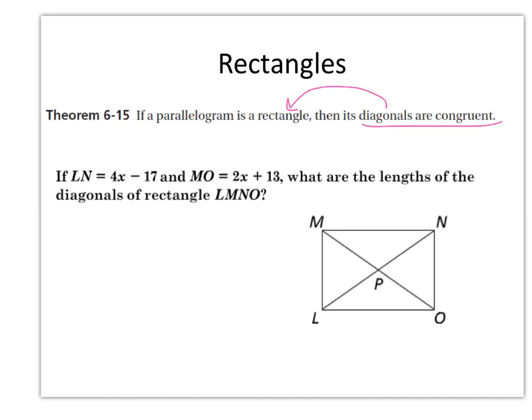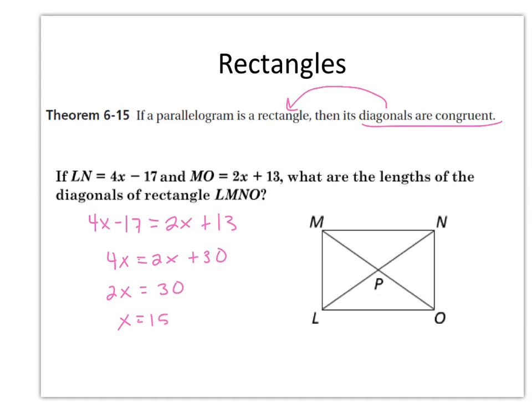Well, it tells us here that the diagonals are congruent, so I can take 4x minus 17 and set it equal to 2x plus 13, since these are the diagonals. Congruent means equal, and I just got to solve this equation. Add 17 to both sides, we get 4x equals 2x plus 30. Subtract 2x from both sides, we get 2x equals 30, so x is equal to 15.